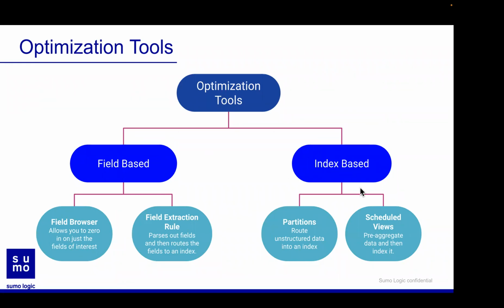Another approach is index-based, where we're going to partition. Remember the example I gave you earlier. One of our business units has their own money account, and they want to create their own environment so they can search through their environment. So we can create partitions where we route that unstructured data into an index, okay? Another index-based approach is to use a scheduled view. A scheduled view has those pre-aggregated data values. So if you have a lot of numbers that you're crunching, you could use a scheduled view to improve performance in our tool.